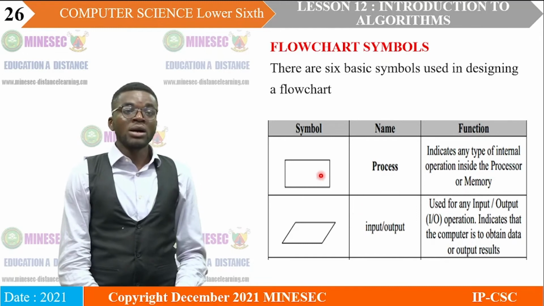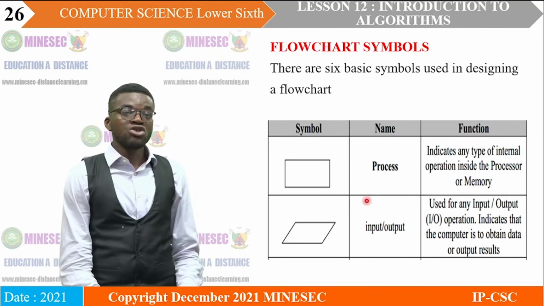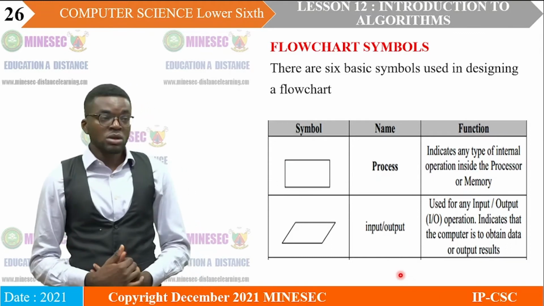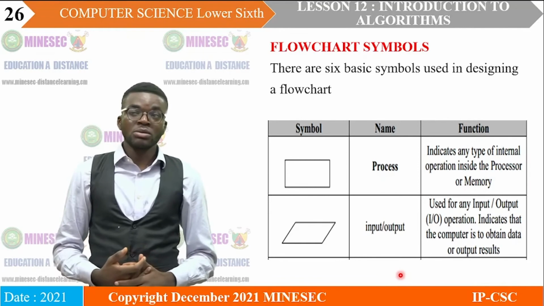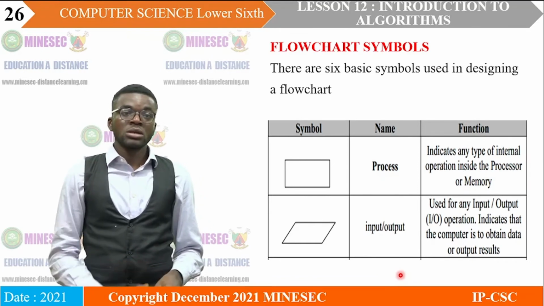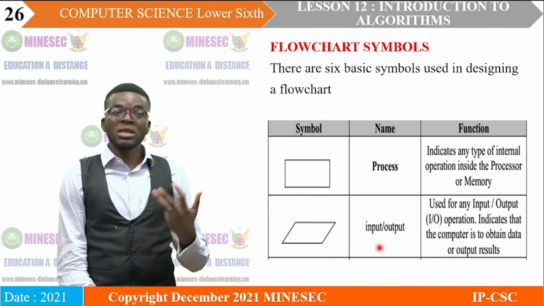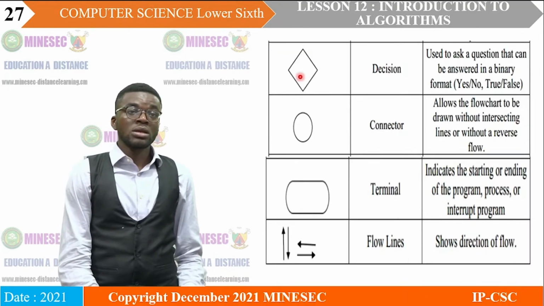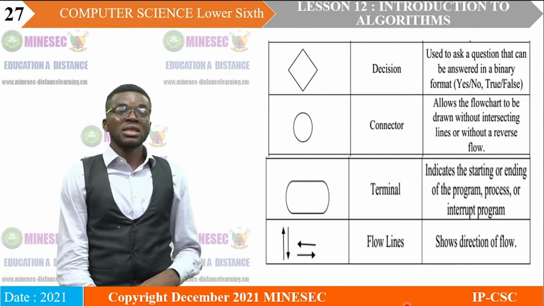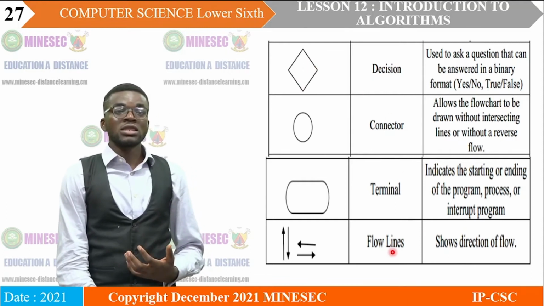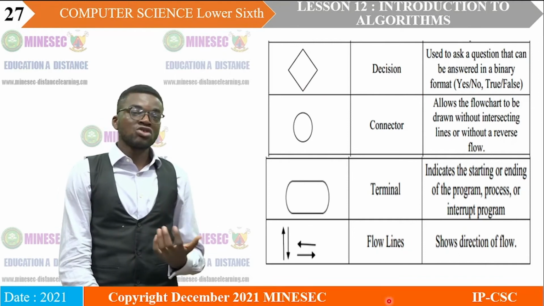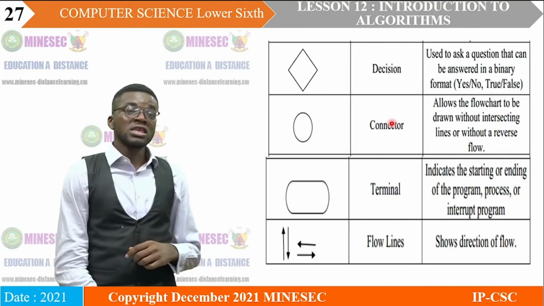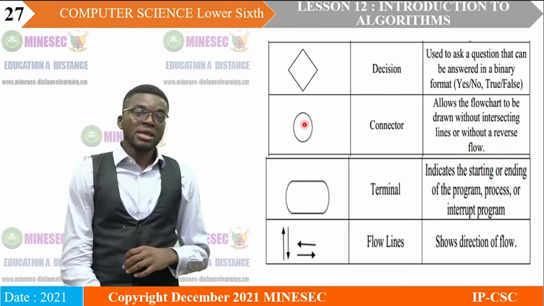First, we have a rectangle, which is used to represent a process. Then we use this symbol to represent input and output. The diamond symbol is used to represent a decision. That is, at this point, we have a decision. What if you are to decide between two tasks? We use this diamond symbol to represent a decision.